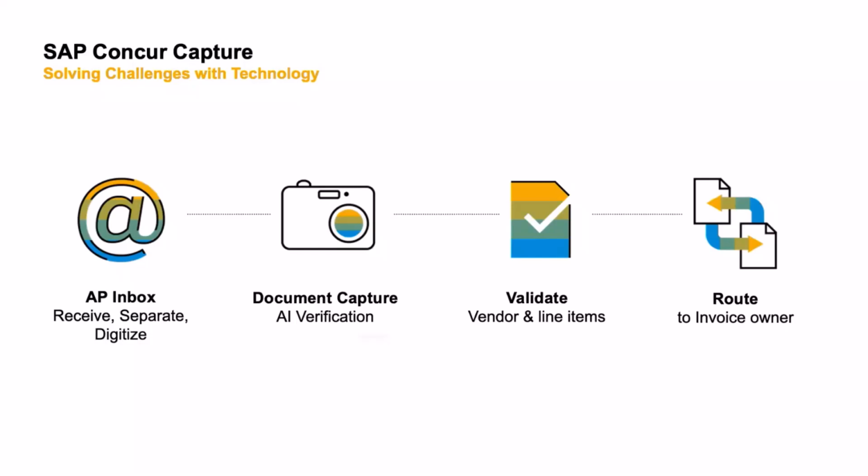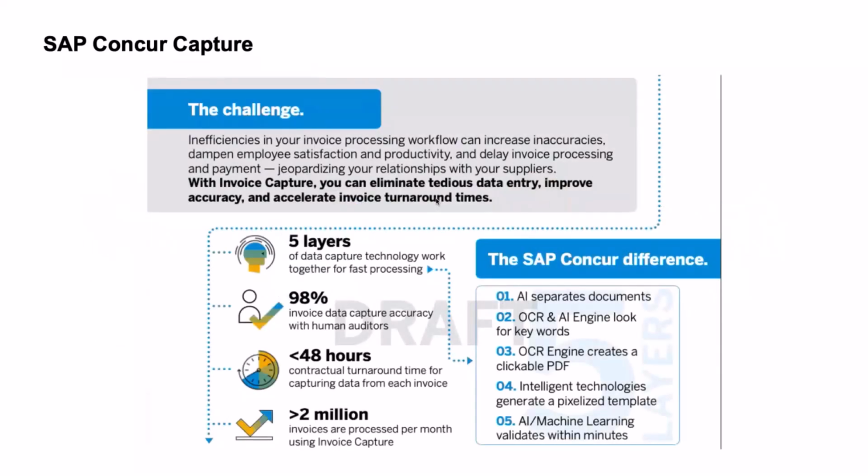The five layers that we have built into this capture process ensure two very important things: a 98% accuracy rate and a 48-hour turnaround time. And those are at the top. That's the max it would take for an invoice to get turned into a transaction inside of Concur.